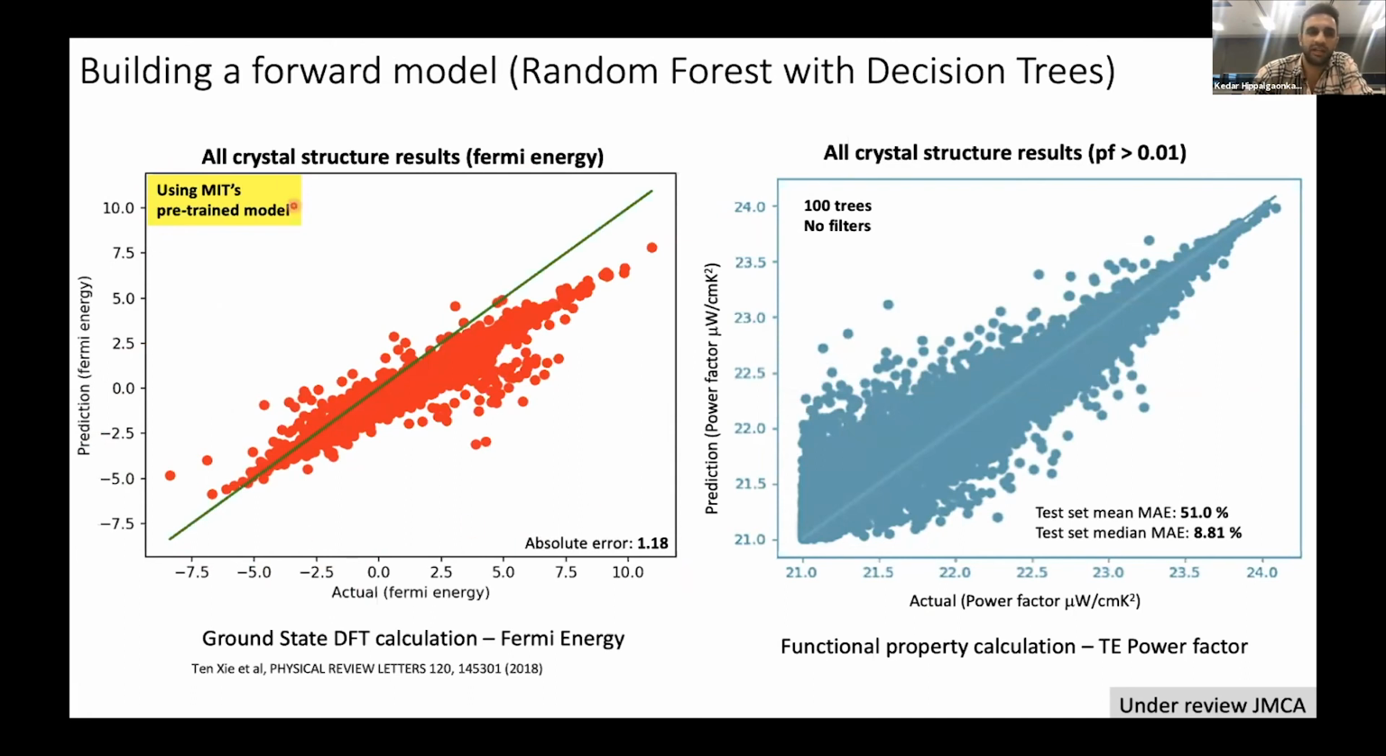So you can see that the MIT CGCNN model, the crystal graph CNN model I showed before, has a very low absolute error. It can be improved at high values of Fermi energy as well after doing some sort of normalization. And for all crystal structure results, for the power factor, which is S squared.